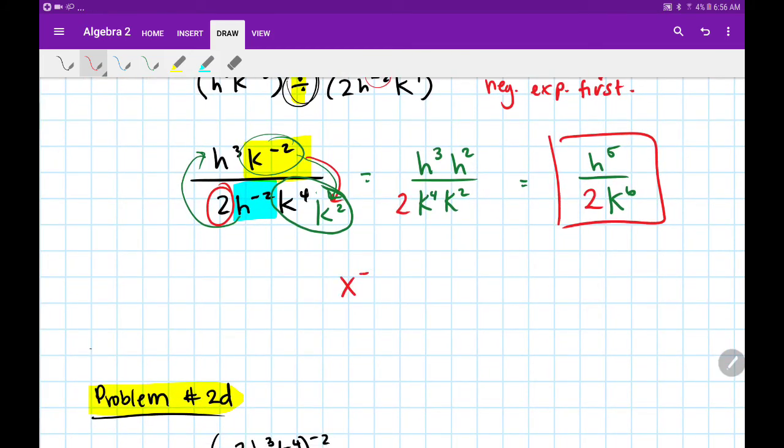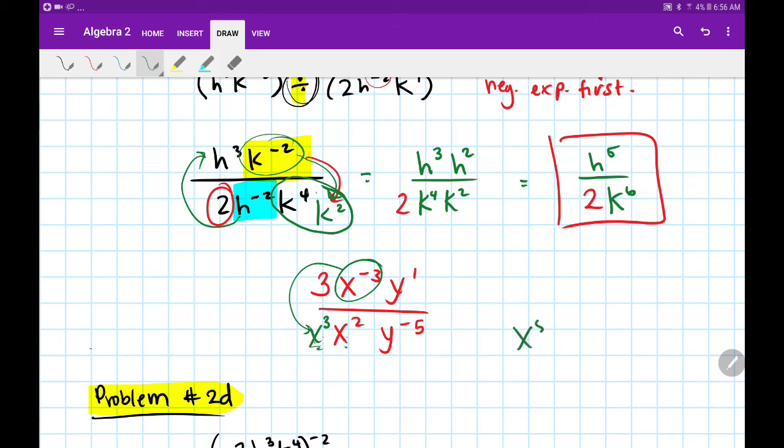Let me do one more because that looked like it could be a little confusing. So again, you want to get rid of negative exponents. So this x to the negative 3 actually becomes an x cubed on the bottom and joins with this x squared to give us x to the 5 down below. This y to the negative 5 would join up with this y to the positive 1, leaving us with y to the 6 up top. And then we have our coefficient that we should not forget. I just wanted to do another quick example so you could see the pattern.